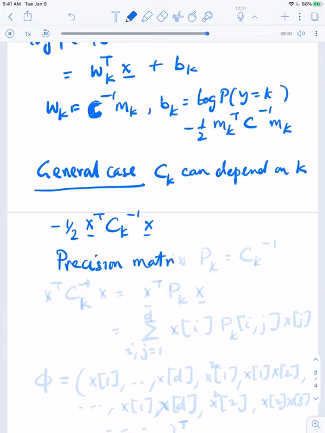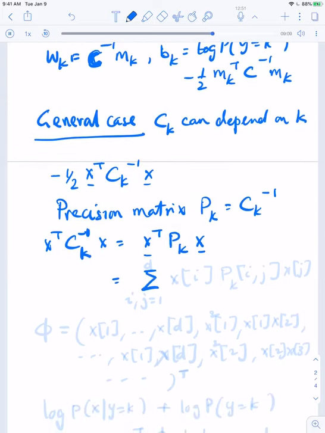And I should just note that let's use the precision matrix notation. Precision matrix PK is CK inverse. So X transpose CK inverse X is X transpose PK X, and basically that is the sum over i, j equals 1 through D of Xi PK,ij Xj. So what I mean by quadratic terms is all terms of the form Xi Xj.